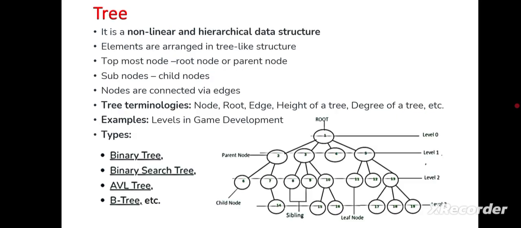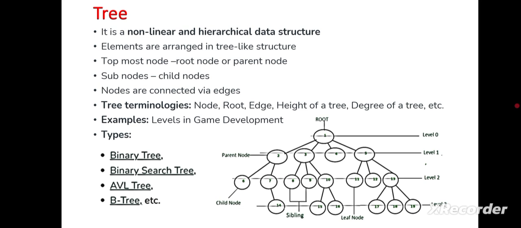So next we are going to see about the concept of tree. A tree is a nonlinear data structure that represents hierarchical relationships. It consists of nodes connected by edges with one root node at the top. The topmost node we can call the root node or parent node. The next ones are subnodes, which we can call child nodes. Nodes are connected via edges.